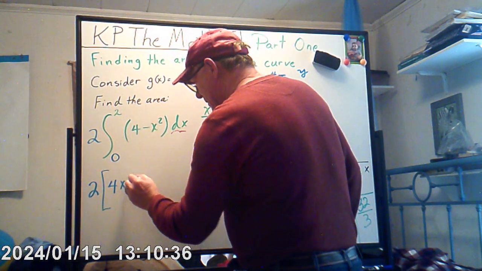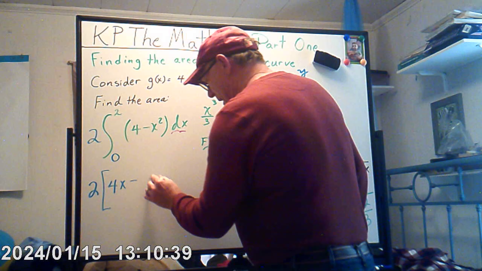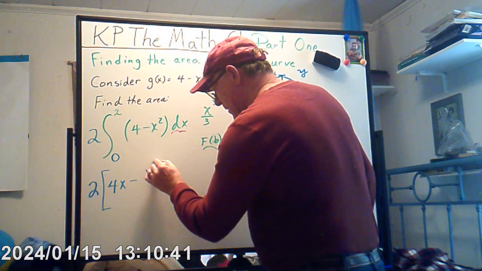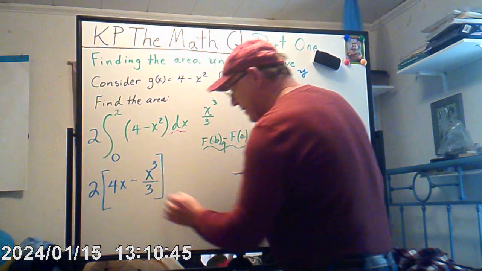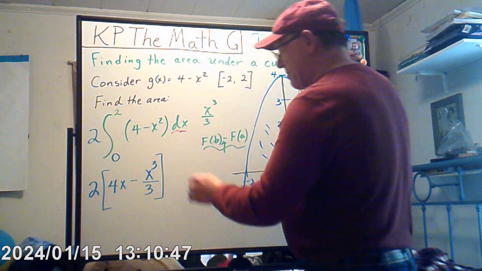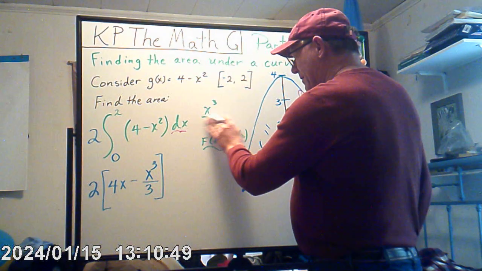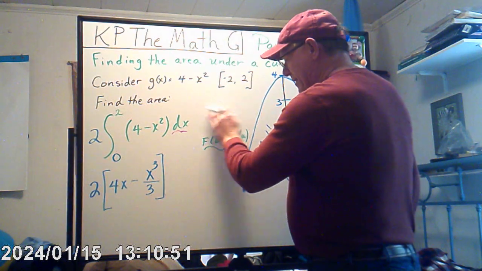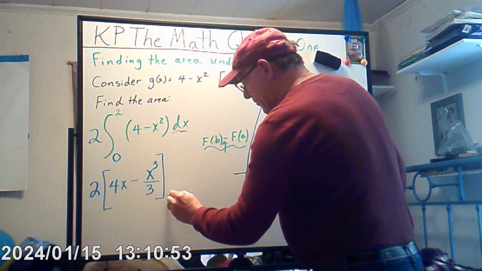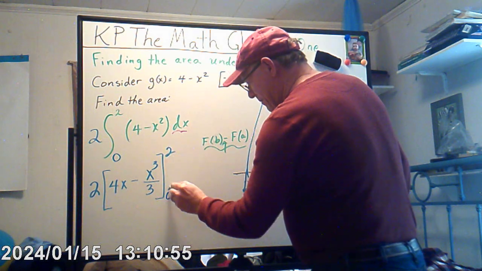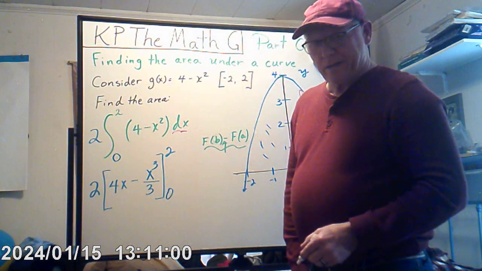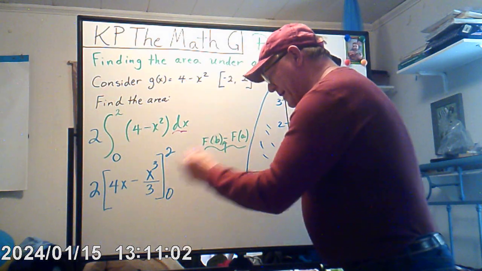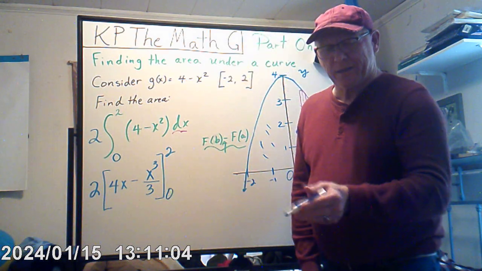4x minus x cubed over 3. We already have done the integration of that. Remember, add 1 and divide by that exponent. We are going from 0 to 2, and you can write it like this also. But what is going to be different about this that makes it a little shorter?